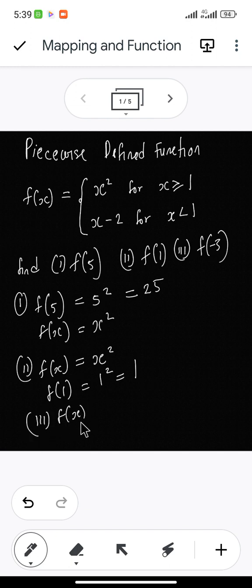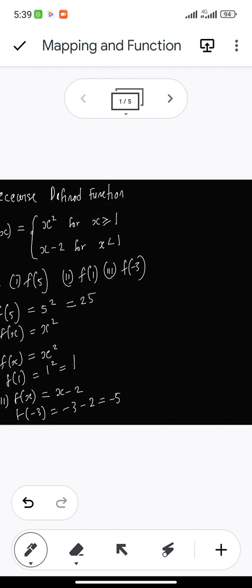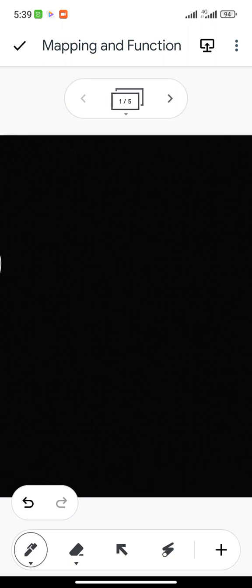Now for the third, f of negative 3. Negative 3 is obviously less than 1, so we're making use of the second formula, x minus 2. So f of negative 3 will be negative 3 minus 2, which gives you negative 5. So this is your answer, and this is just as simple as you can get with the piecewise defined function.